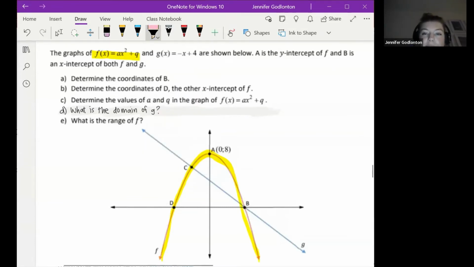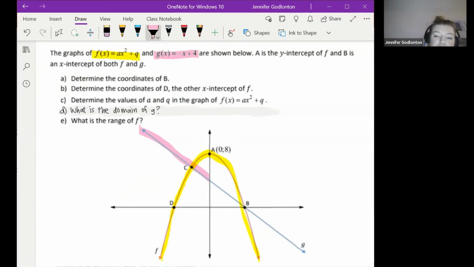G is negative x plus 4. That's this one here. Okay. That's our first step. Now, what I would like you to start thinking about is before even reading these questions. So imagine the questions weren't there. I know that my yellow graph is y equals ax squared plus q.